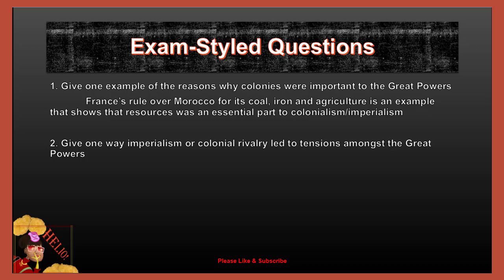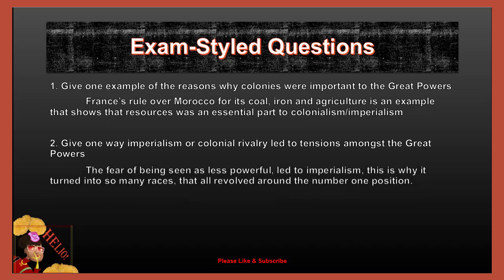So next up we have give one way imperialism or colonial rivalry led to tensions amongst the great powers. The fear of being less powerful led to imperialism. This is why it turned into so many races that all involved around the number 1 position. So there's that. And this is my explanation. You don't have to say this, but this point can be seen in Germany, where it goes on races against Britain on naval battles, economic battles, and colonial battles. There you go.